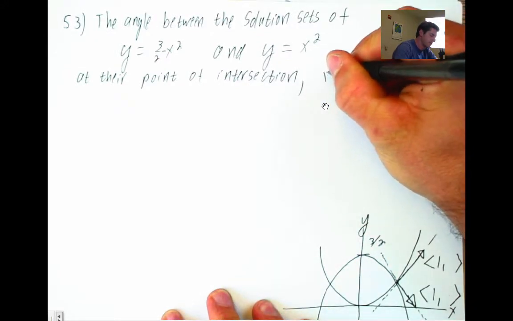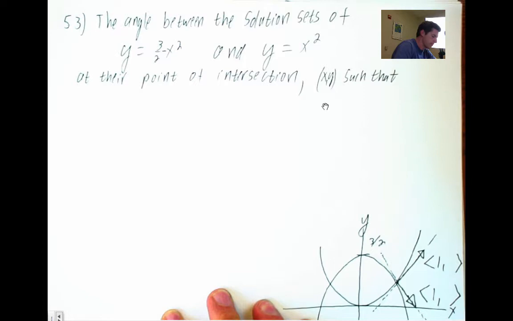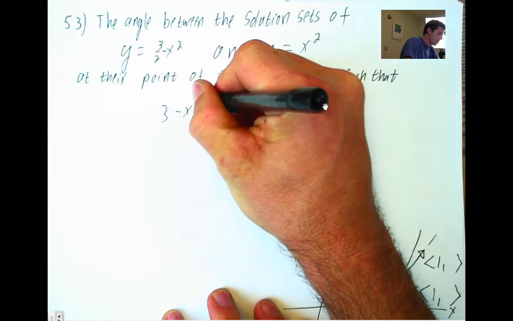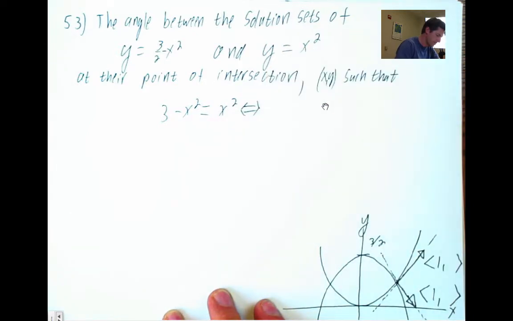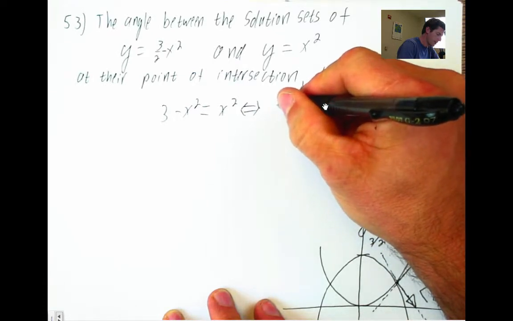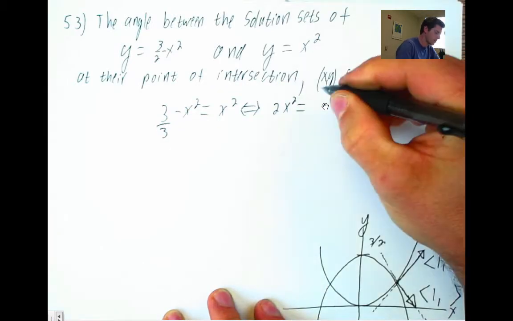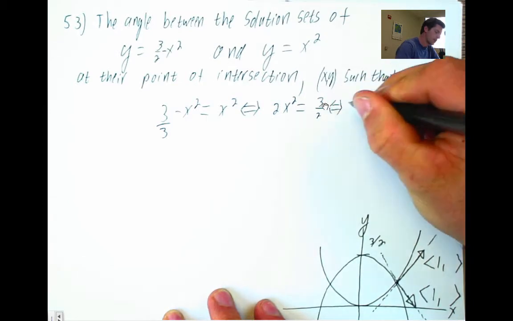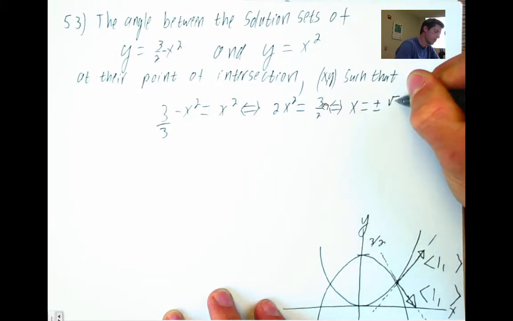Let's see. Such that. Okay, so if I put this expression inside of that one, I'll get 3 halves minus x squared is equal to x squared, which is equivalent to, let's see, 2x squared is equal to, oh, I forgot the 3 halves. Okay, so 2x squared is equal to 3 halves, or let's see, x squared is 3/4, or x is plus or minus the square root of 3 over 2.